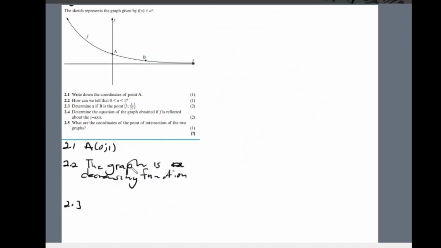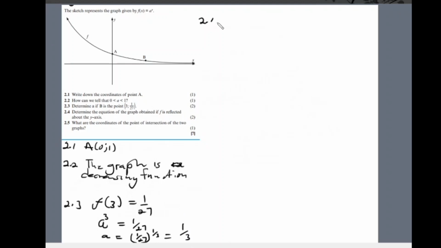2.3, determine a if B is the point (3, 1/27). So you have f(3) equals 1/27, and then which means a to the power 3 is equal to 1/27, and then a equals (1/27) to the power 1/3. You will find that a is 1/3.